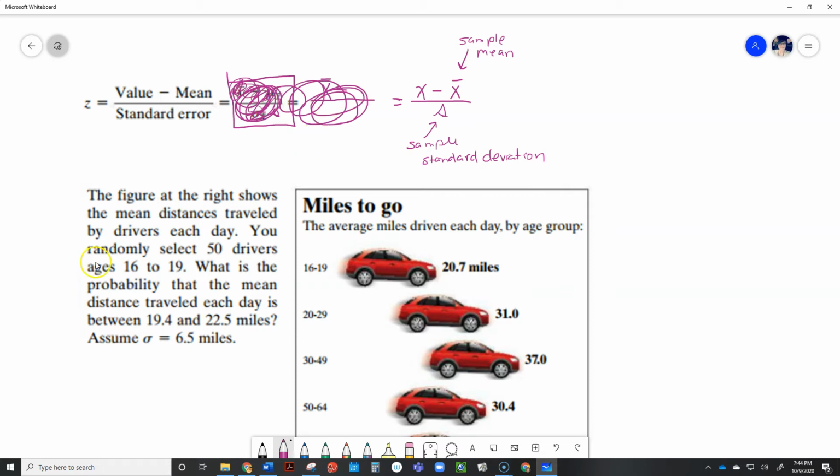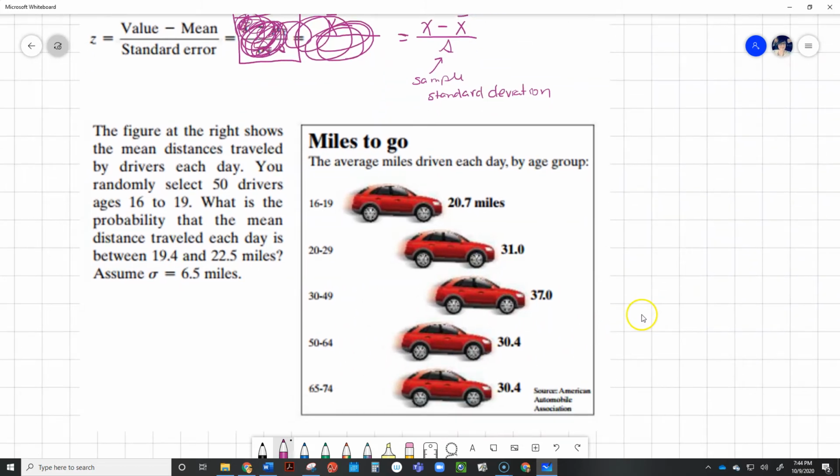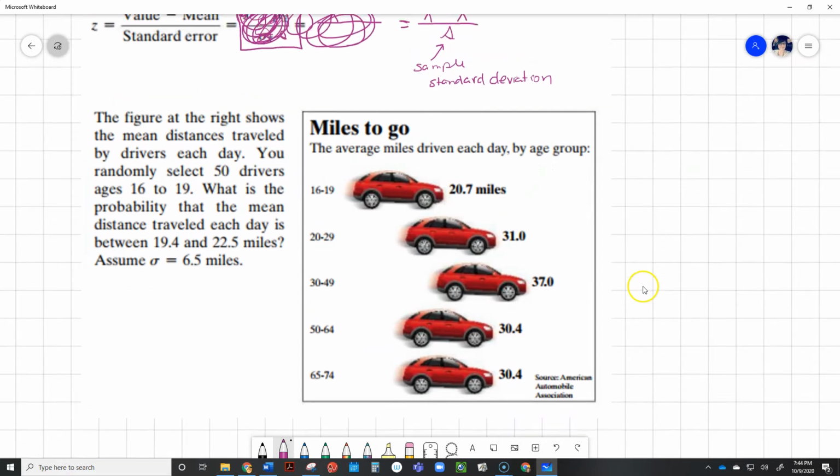So here it says in this figure to the right, the mean distance traveled by drivers each day. So if you're this age, this is your average. If you're this age, this is your average. If you're this age, this is your average. And if you're this age, this is your average. That's what that's telling you. So each age has its own average.